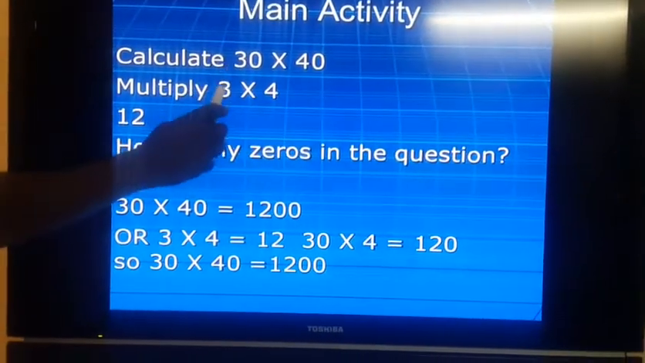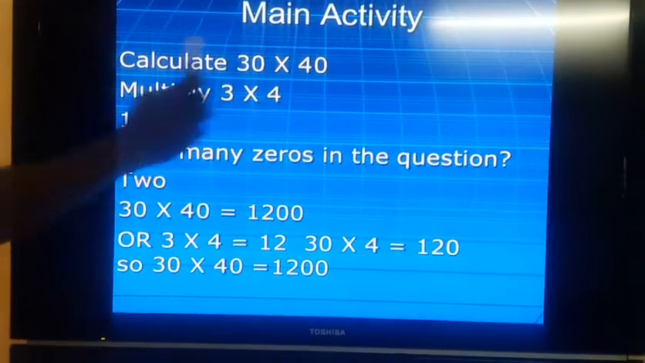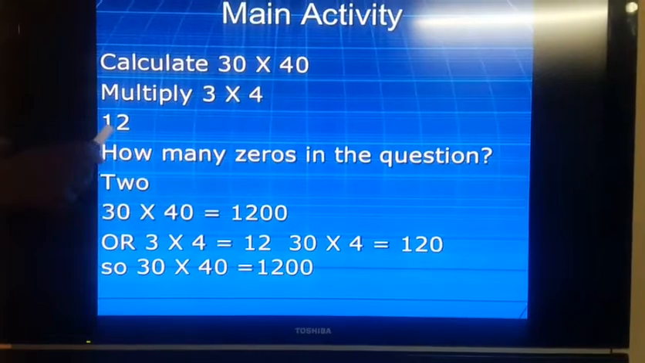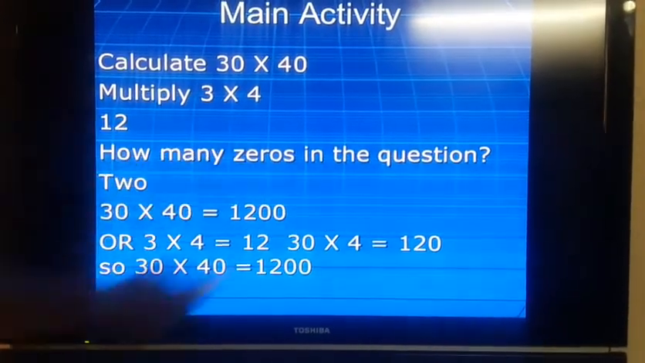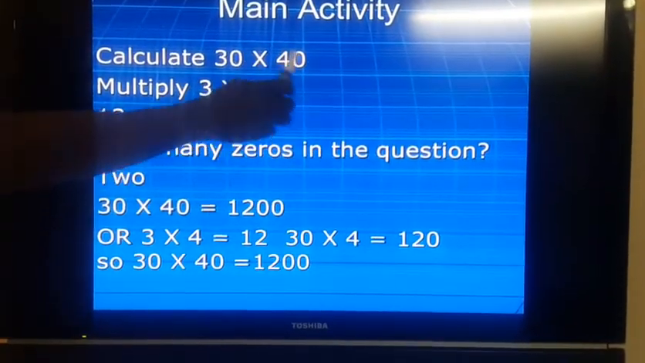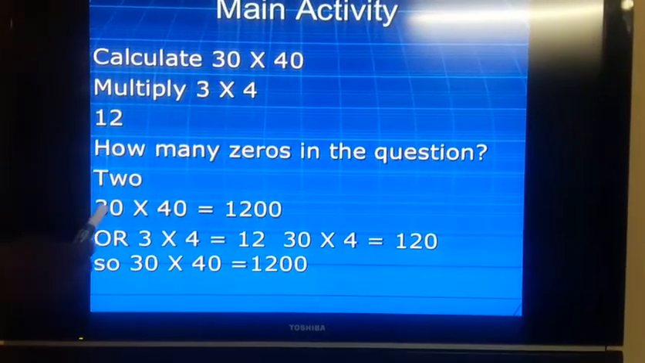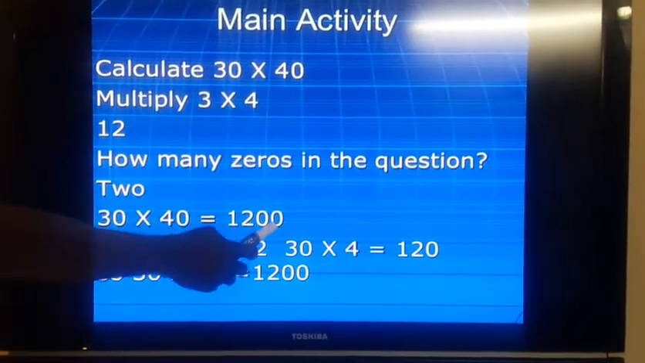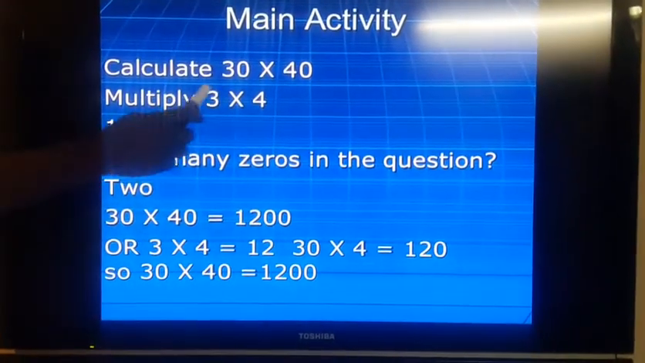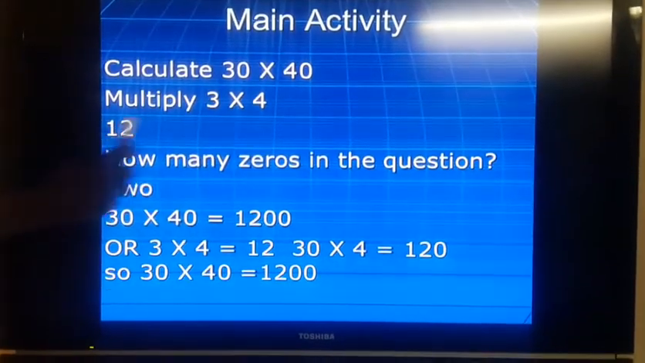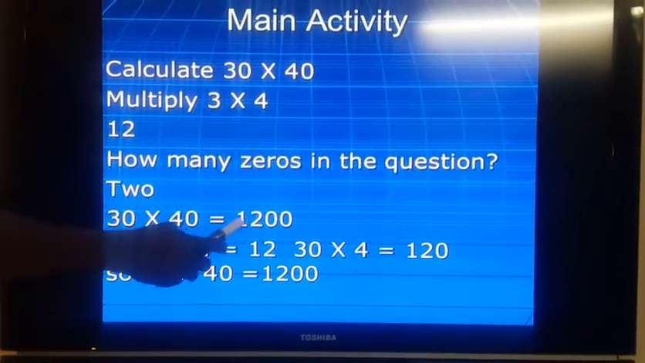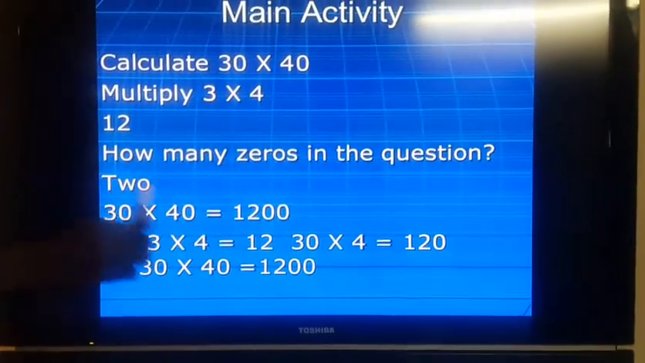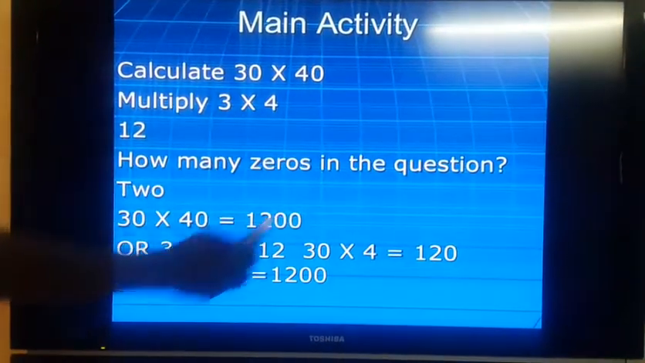So bring the 3 down and bring the 4 down. So 3 times 4 will give us what? 12. How many zeros do we have in the question? We have 2 zeros. So now 30 times 40 will give us 1200. That means that 3 times 4 is 12. So write the 12 and bring the 2 zeros.